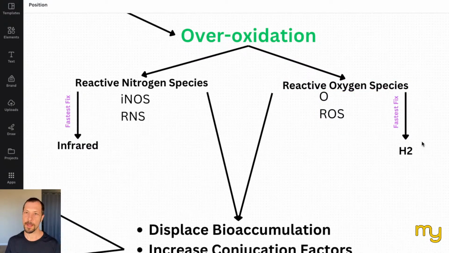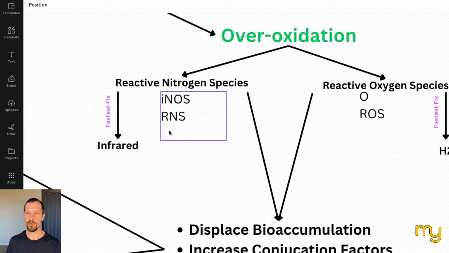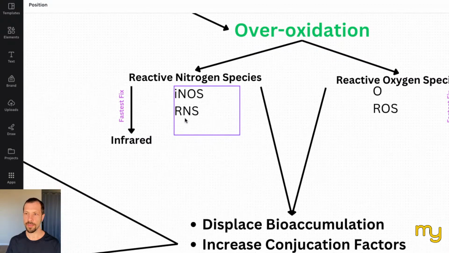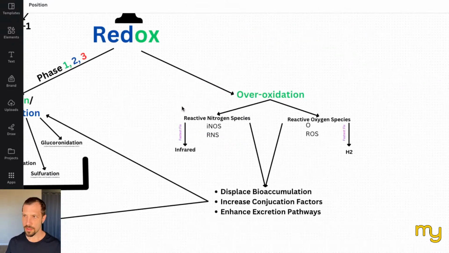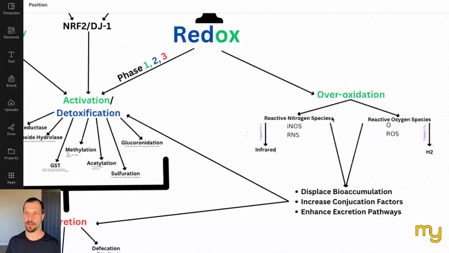reaction very quickly. With reactive nitrogen species, the problem is that there's too much positive charge. And so adding in infrared with a bunch of negative ions will bring that charge back to neutral. If you've seen my video on infrared, you'll understand what I'm talking about there. Those are the quickest ways to bring these things back into a more homeostatic state.